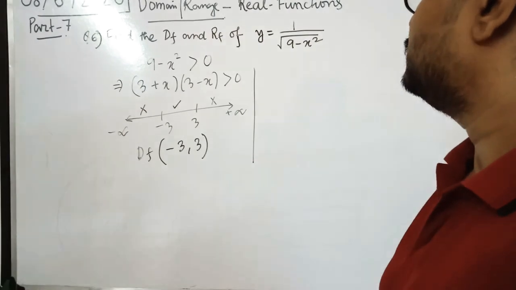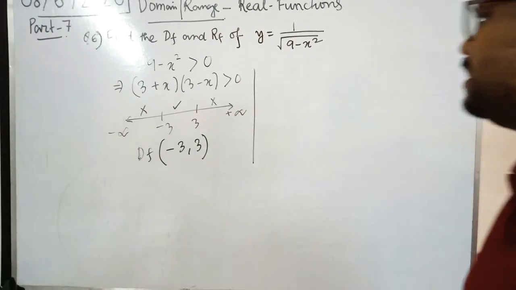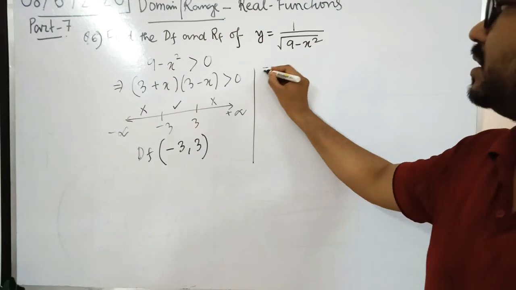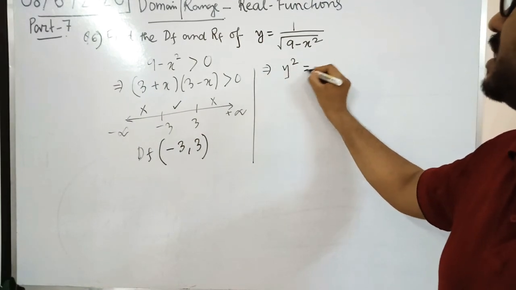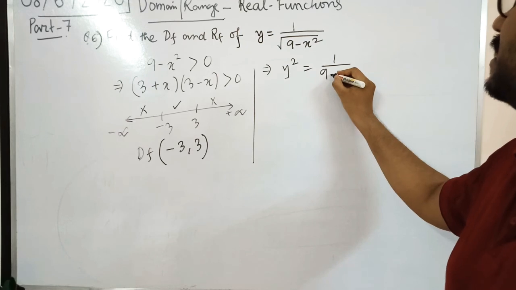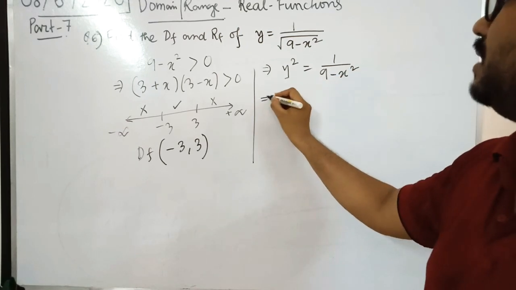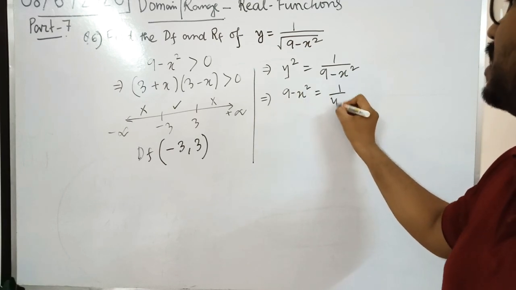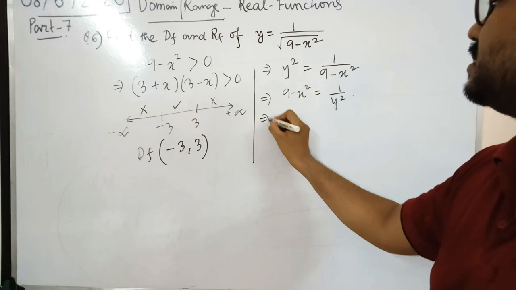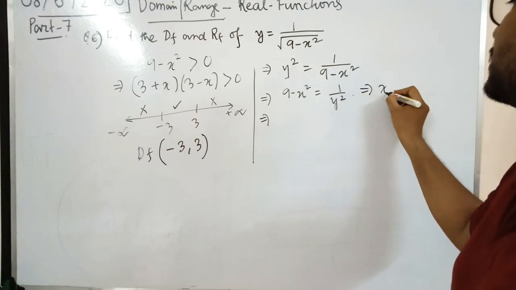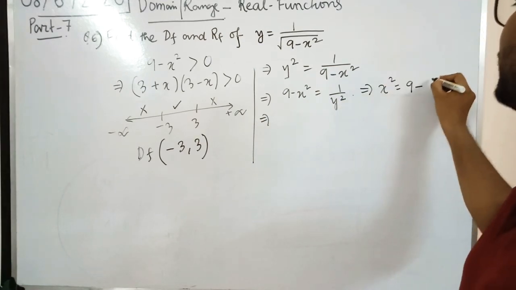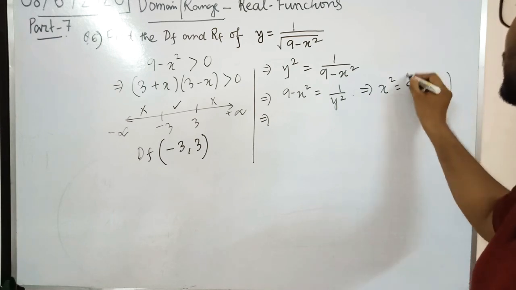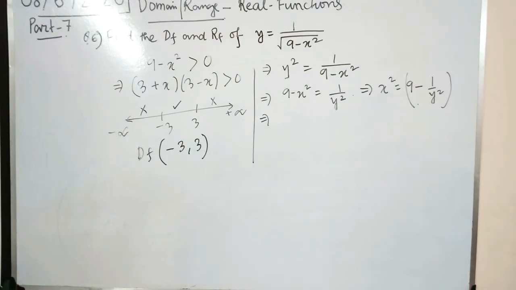Now for the range part, what we do is first square this. If we take the square of both sides, we get 1 by 9 minus x square. Now if we rearrange this a little, we get 9 minus x square equals 1 by y square. Hence we get x square equals 9 minus 1 by y square. Now just try to imagine that x is a real value.